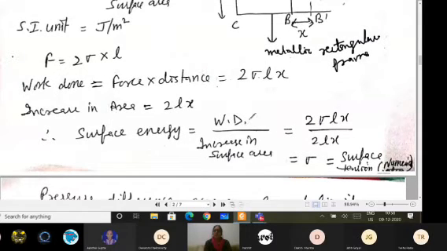If you put the value for the surface energy, we get work done 2 sigma Lx, and increase in surface area 2Lx. You can see that Lx gets cancelled, and 2 also gets cancelled. So I'm left with surface energy equal to sigma. Numerically, surface energy equals the surface tension, but both concepts are different and you should be able to differentiate between them. This I may take as the relation between surface energy and surface tension.